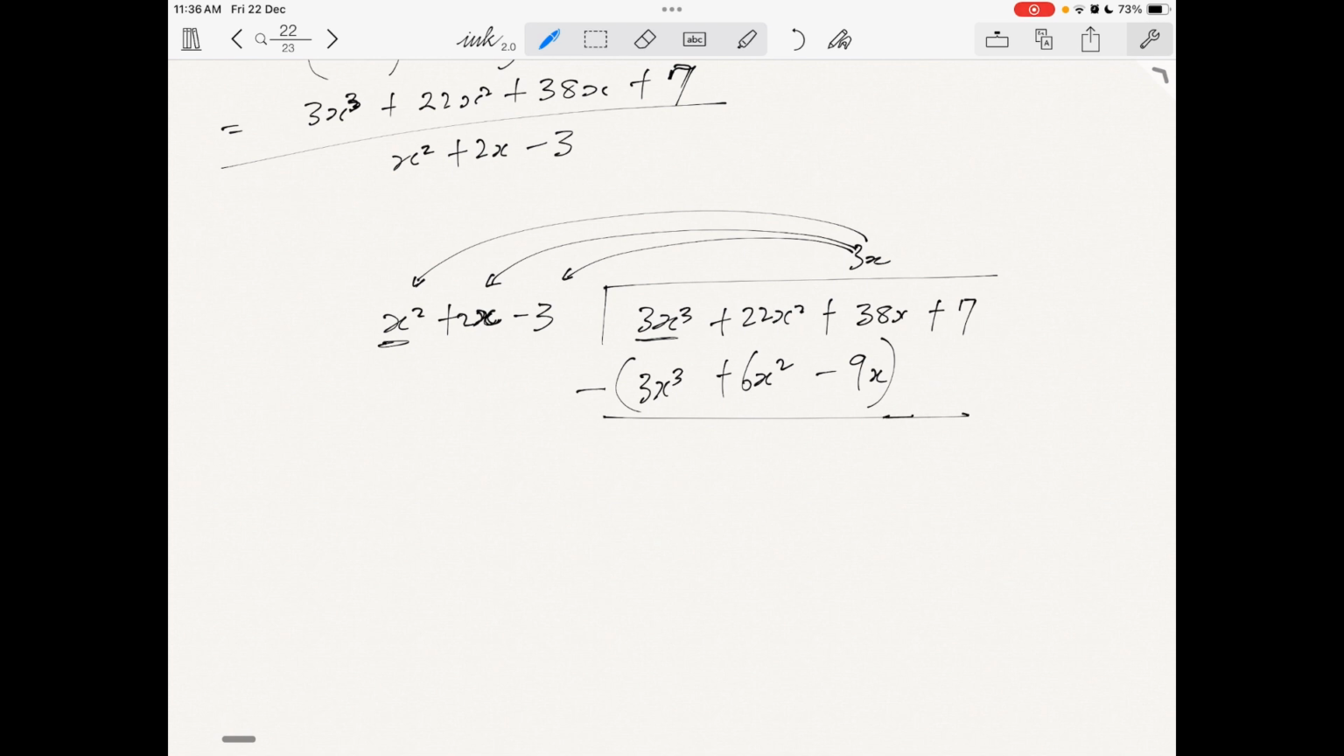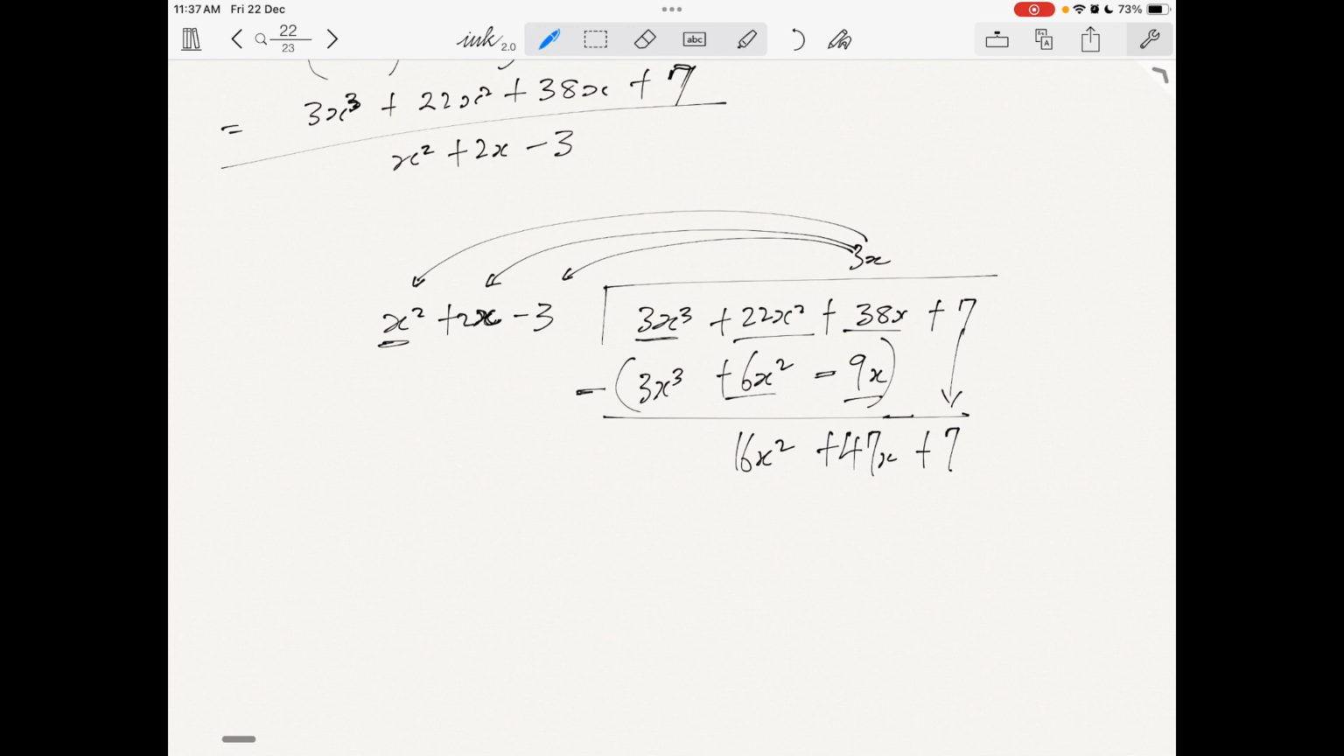So 3x cubed minus 3x cubed gives us 0. 22x squared minus 6x squared will give us 16x squared. And 38x minus minus 9x: there are two negative signs there, so negative times negative gives positive. So 38x plus 9x will give us 47x. Then we drag this one downward, so we have plus 7.